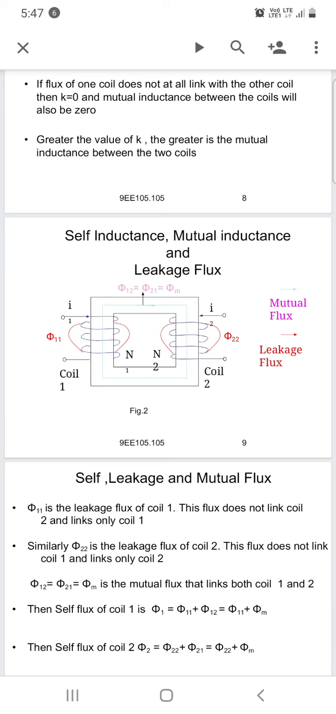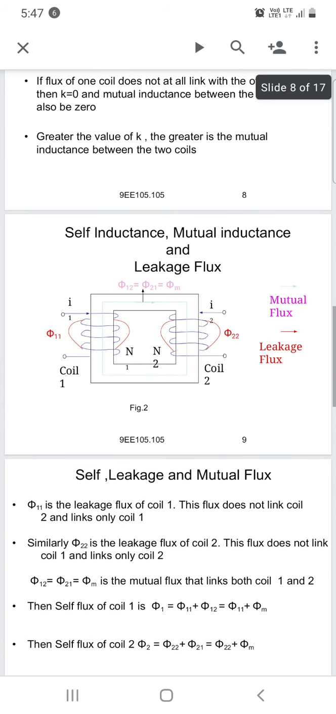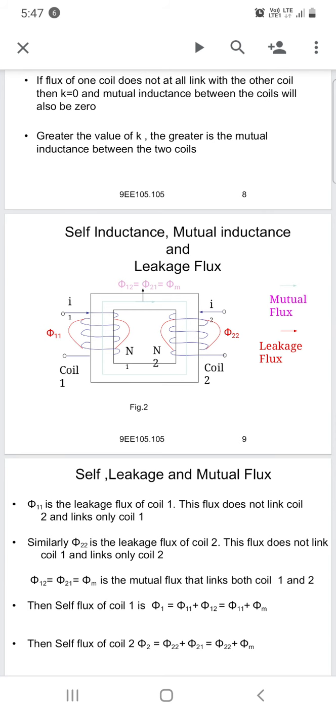So this is coil 1, and the other winding is called coil 2. So these are the two coils, coil 1 and coil 2. In coil 1 the current is flowing.